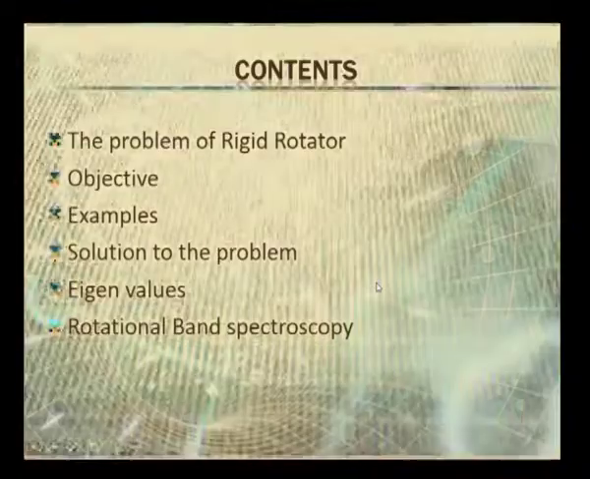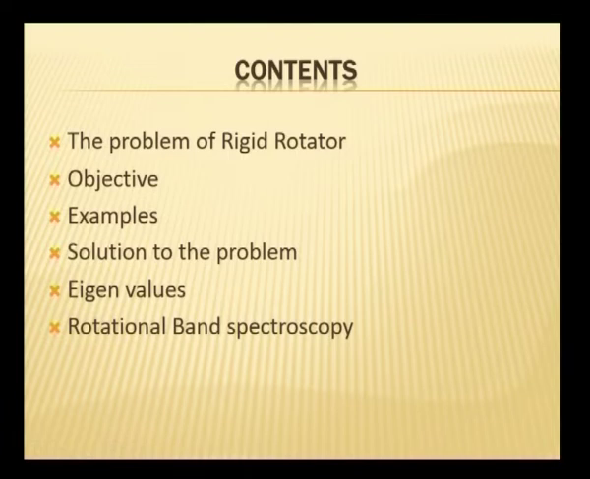So, the contents of the present lecture are the problem of rigid rotator, objective, examples, solution to the problem, eigenvalues, and rotational band spectroscopy. Now, let us first ask what is meant by a rigid rotator. Where do you come across this problem in realistic terms? A rigid rotator may be like hydrogen molecule. You got 2 hydrogen atoms.